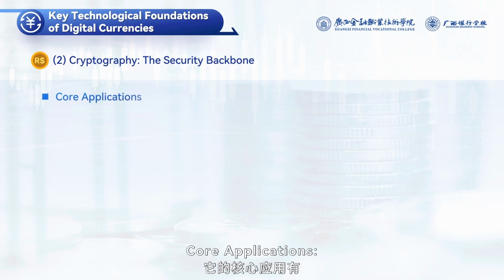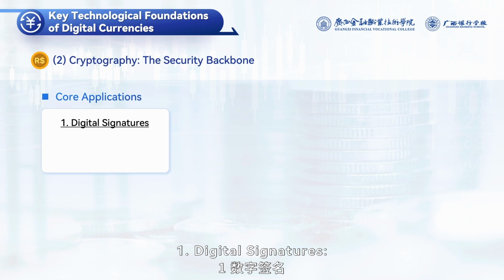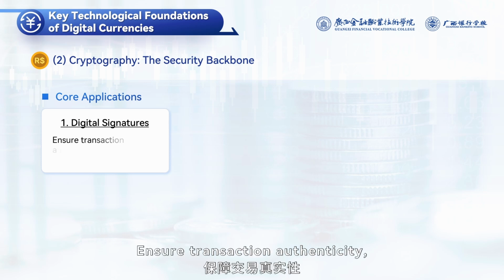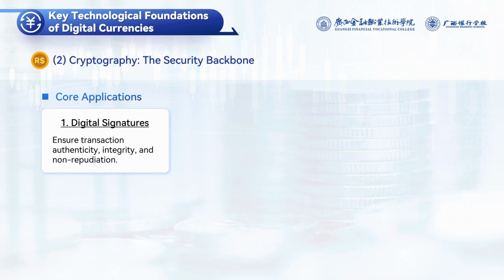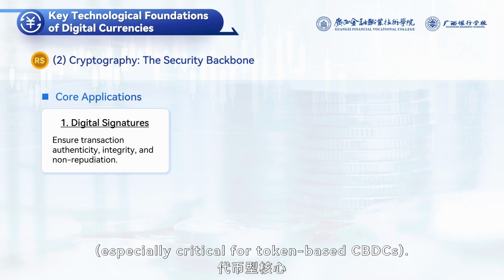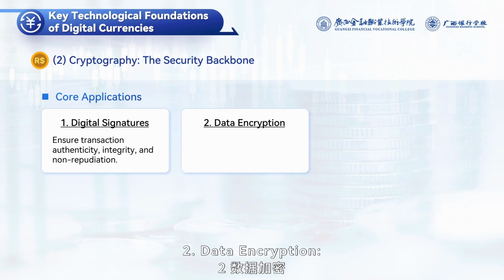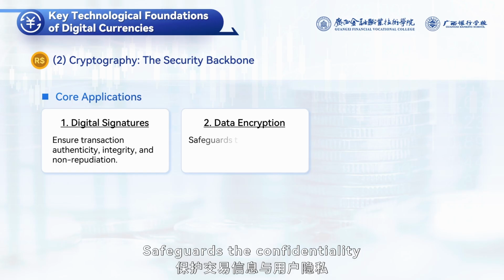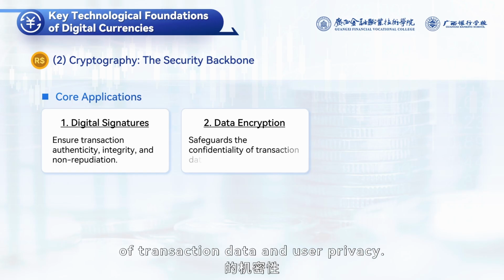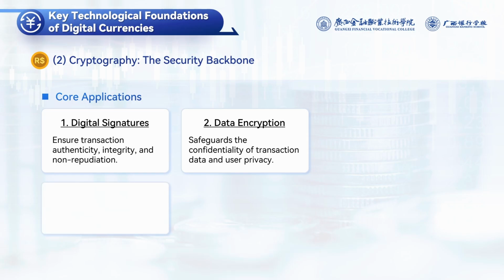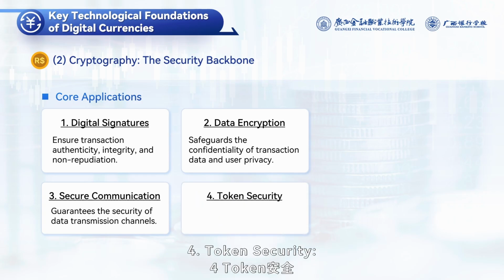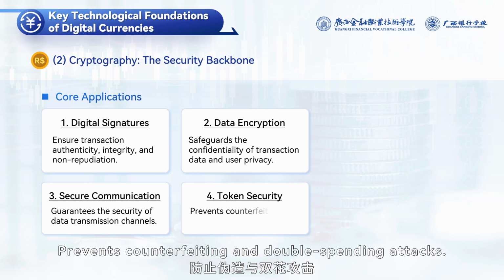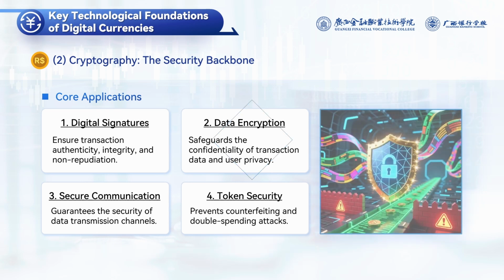Core applications. 1. Digital signatures. Ensure transaction authenticity, integrity, and non-repudiation, especially critical for token-based CBDCs. 2. Data encryption. Safeguards the confidentiality of transaction data and user privacy. 3. Secure communication. Guarantees the security of data transmission channels. 4. Token security. Prevents counterfeiting and double spending attacks.